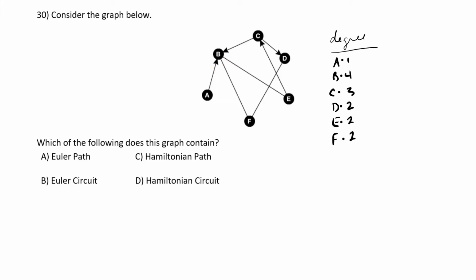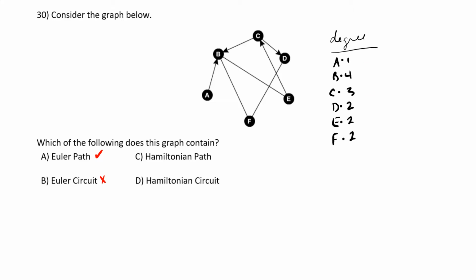Now, in order to have an Euler path, we need to have 2 odd degree vertices. We look at the vertices, vertex A has degree 1, and vertex C has degree 3. So we have 2 odd degree vertices. That means we do have an Euler path, but we won't have an Euler circuit, because the rule for an Euler circuit is that it's going to have all even degrees.